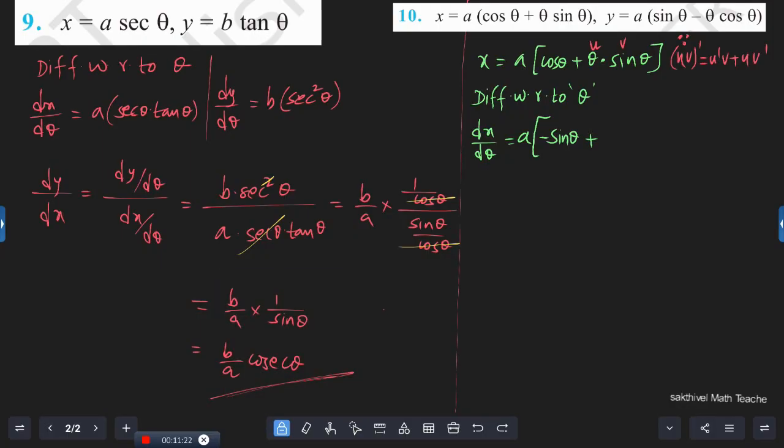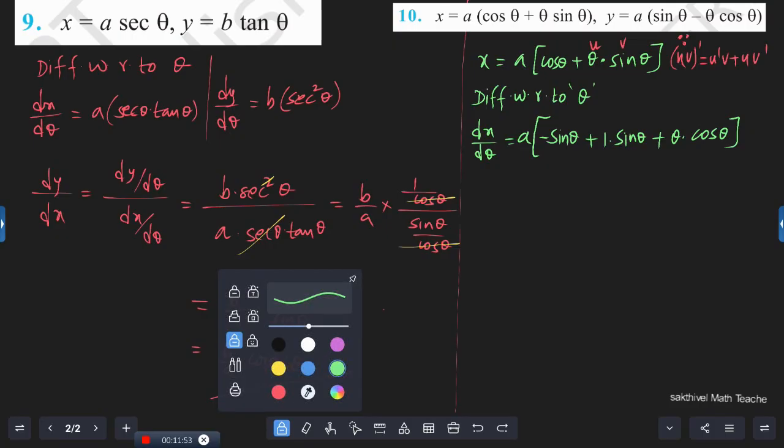So u means theta, we have to differentiate. Theta when I differentiate with respect to theta, what will you get? 1. After differentiating theta, v you should write as it is, means sin theta, let it be as it is. Plus u v dash. U means theta, theta let it be. V dash, we have to differentiate sin. Sin derivative is cos. So cos theta into cos theta.